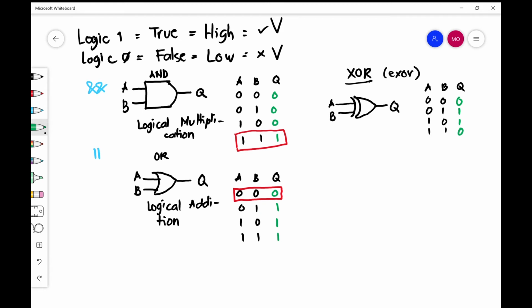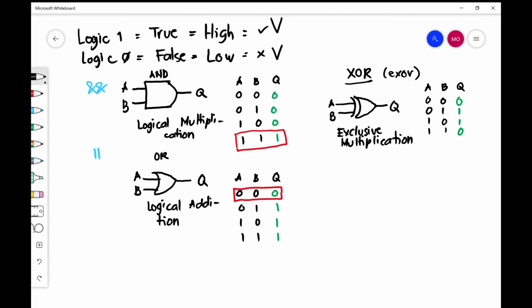So that's your XOR gate. And this is exclusive addition. Recall your rules and operations in discrete math.